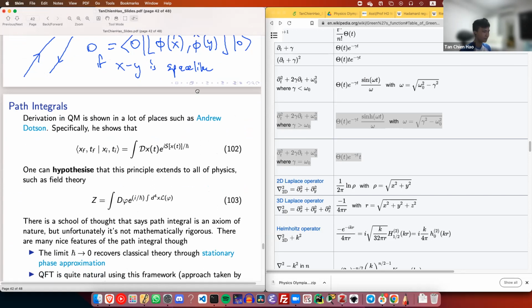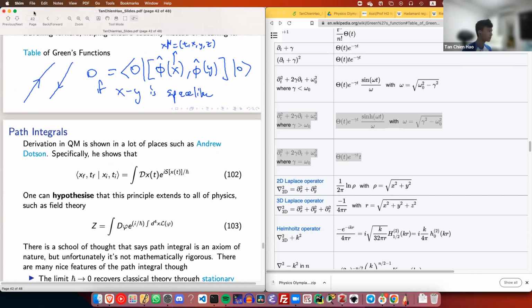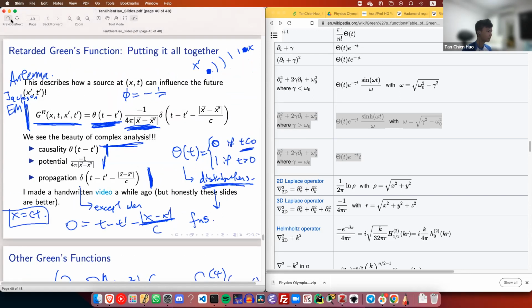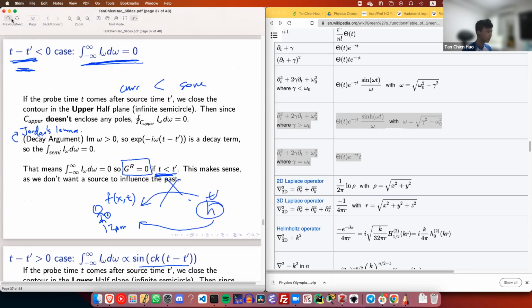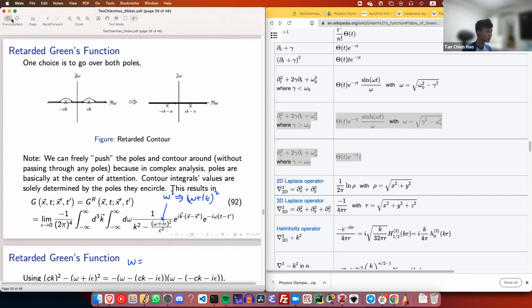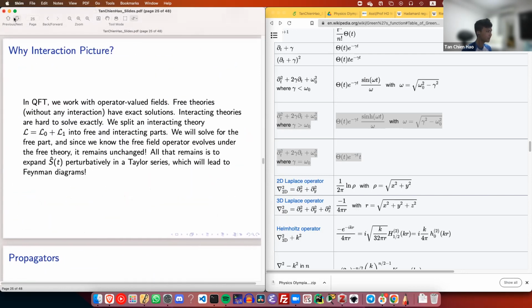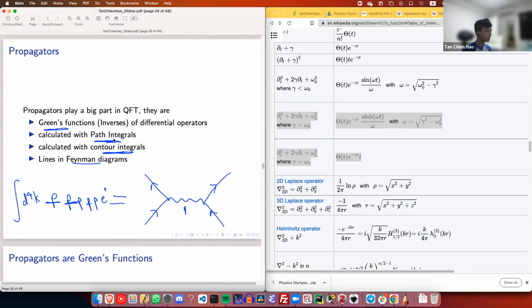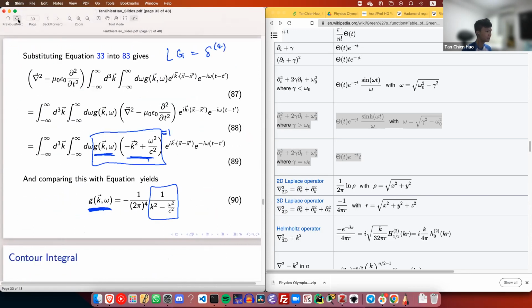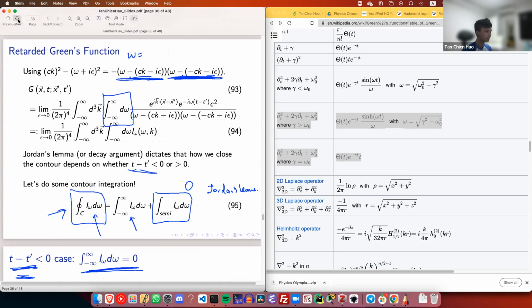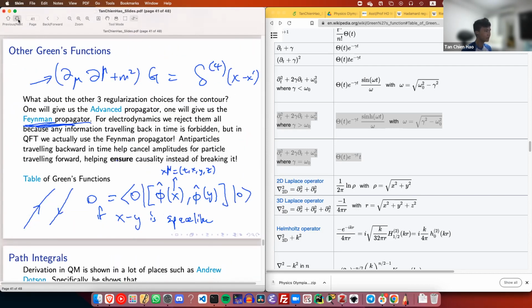So, last part of why propagators. This is one of the last few slides already. The last part on why propagators are useful, why they are cool, is because they are used in path integrals. How so? This is actually going to lead us to the Feynman diagrams really soon.